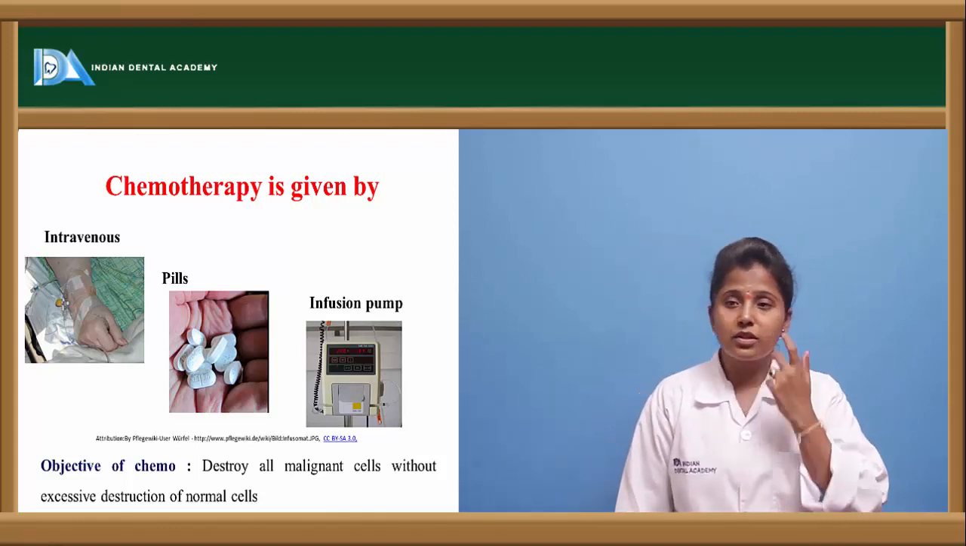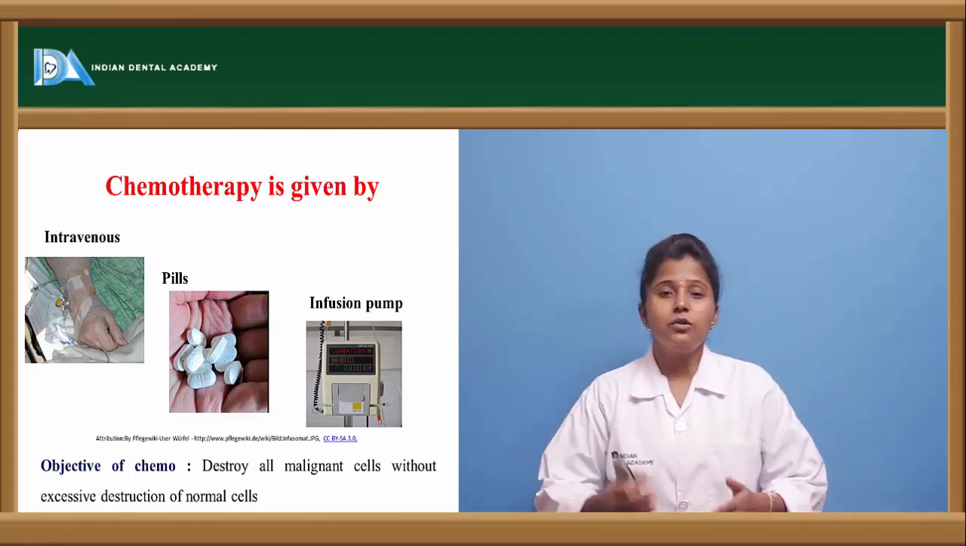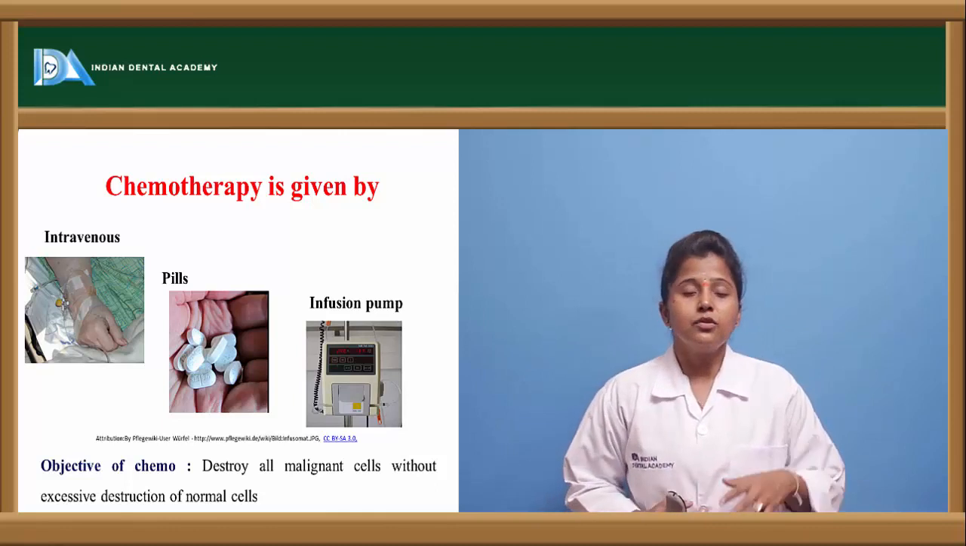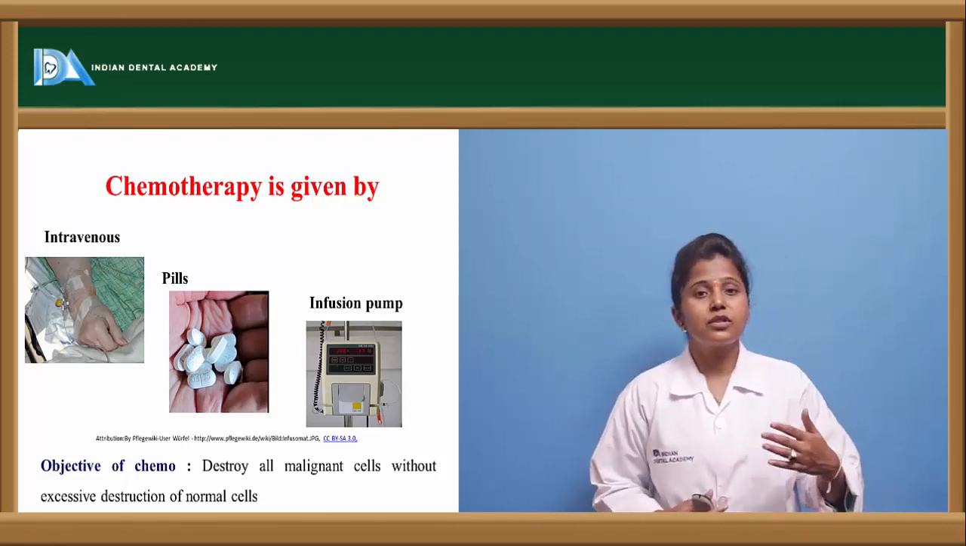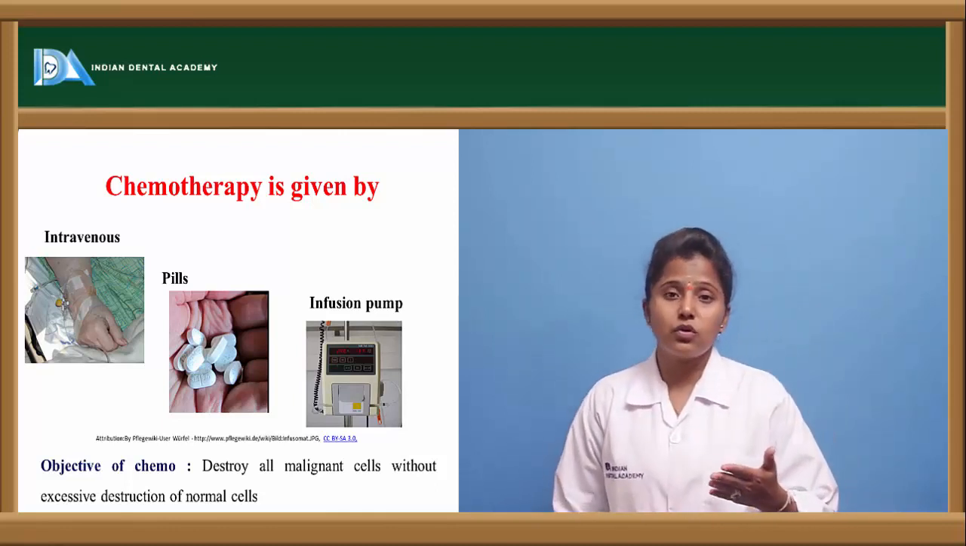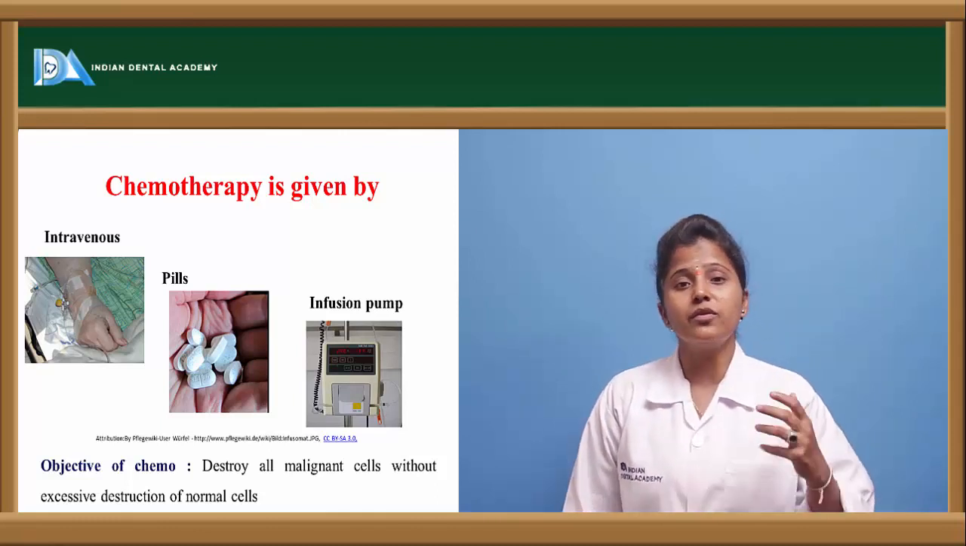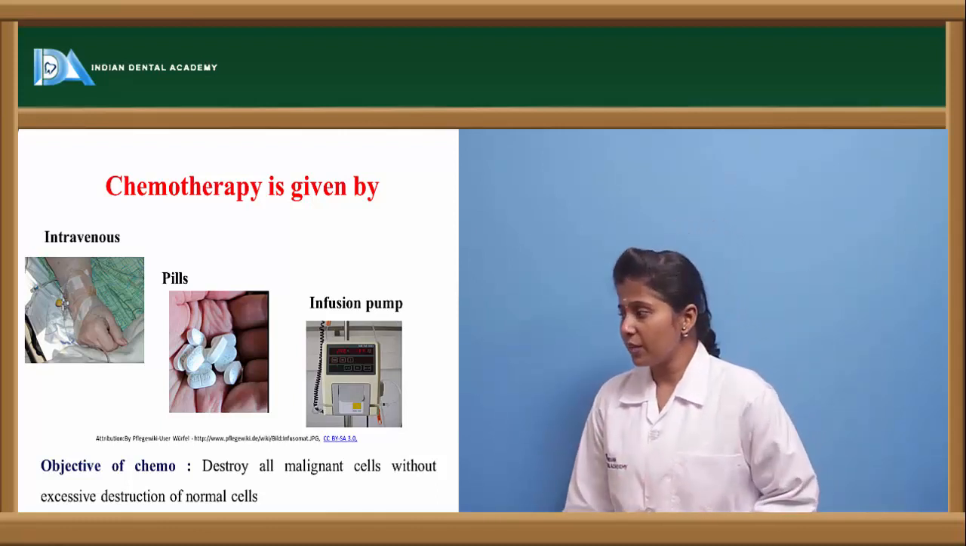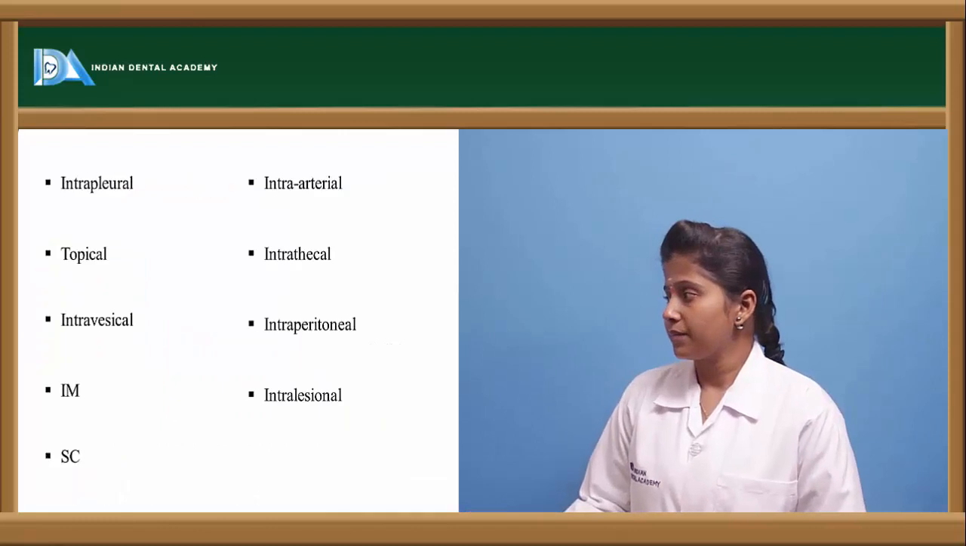The objective of chemotherapy is to destroy the malignant cells. Malignant cells are not removed through surgery, and they are even uncontrollable. So in order to destroy and remove these malignant cells, chemotherapy is given to the patient.